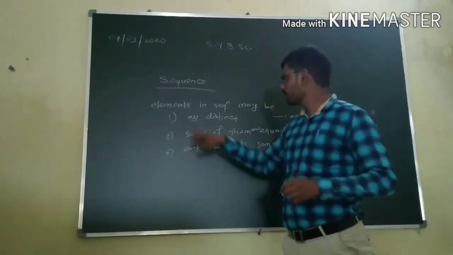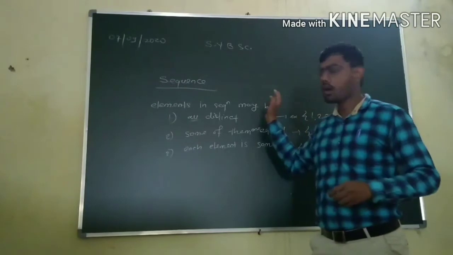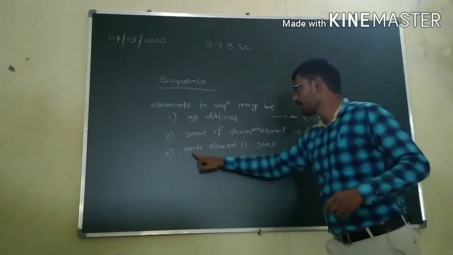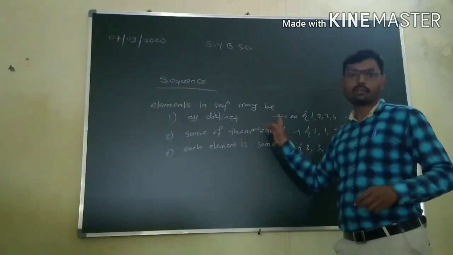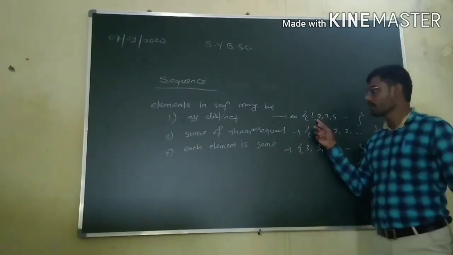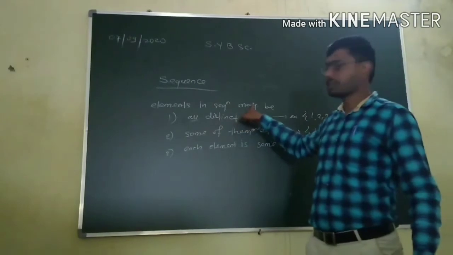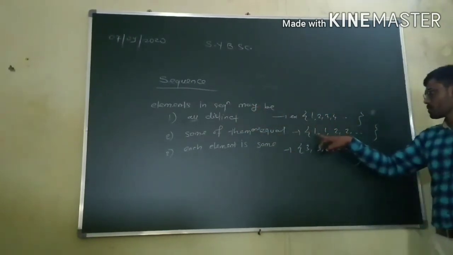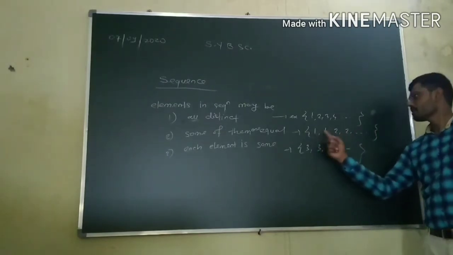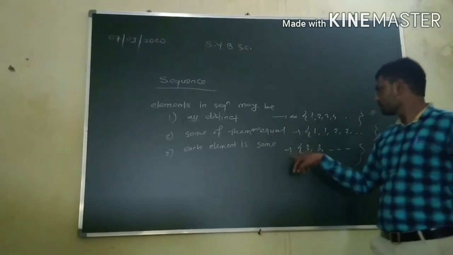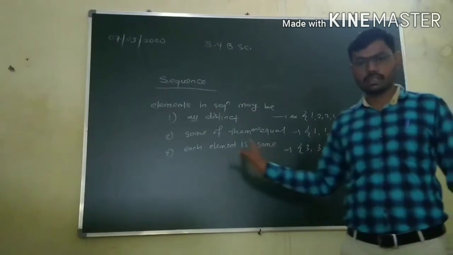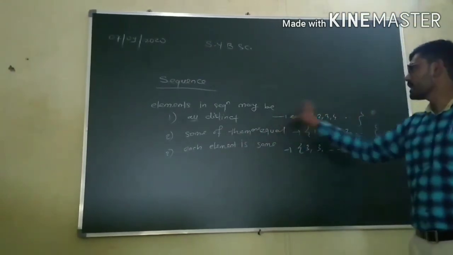In a sequence, all elements may be distinct, or some elements may be the same and others distinct, or each element of the sequence may be equal. For example, this is the sequence 1, 2, 3, 4 and so on, the sequence of natural numbers, all elements are distinct. Now consider this sequence 1, 1, 2, 2, 3, 3 and so on. Some elements are the same, some are different. Now look at this sequence 3, 3, 3, 3. Every element is the same and equal to 3. So a sequence can contain each type of element.